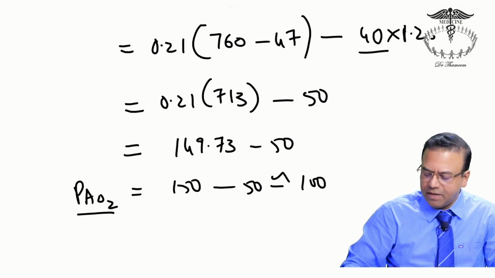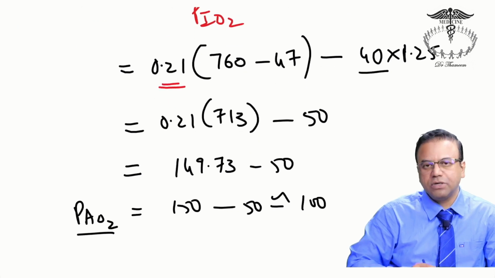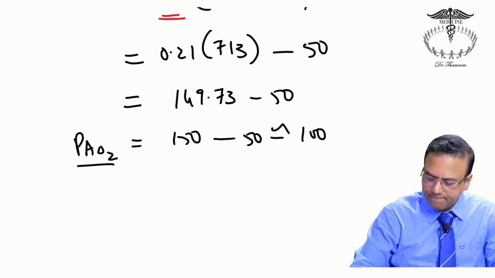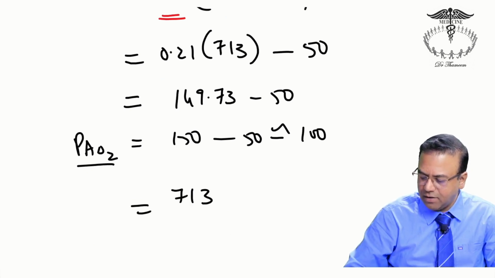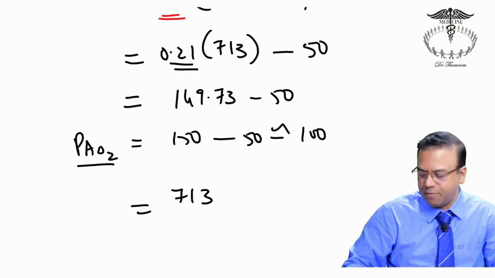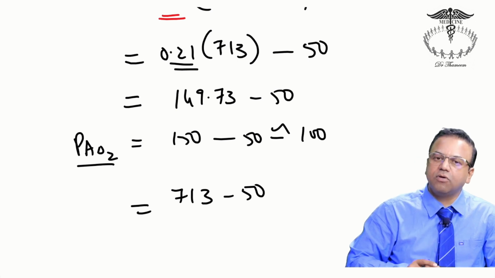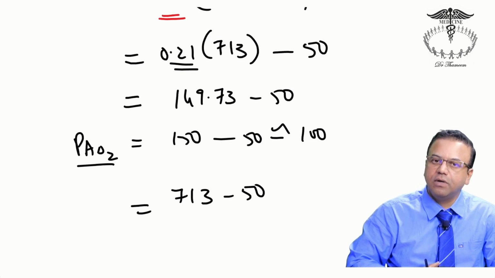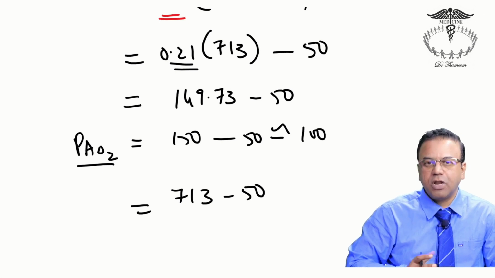You notice that if a person is given 100% oxygen instead of 0.21, if you were to make this 1, then the number will change significantly, because then this is going to be 713 times 1, if you're giving 100% oxygen, minus 50. That means it is going to be 600 plus, that is going to be the partial pressure of alveolar oxygen in somebody who is getting 100% oxygen. That means the amount of oxygen coming inside the alveoli definitely depends on the FiO2. It also depends on the atmospheric pressure.